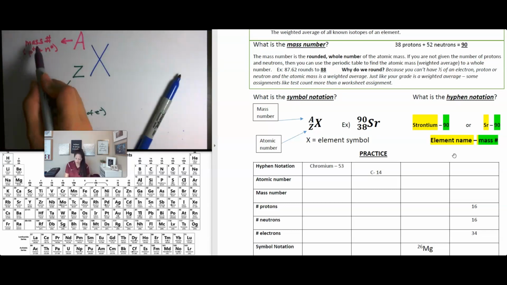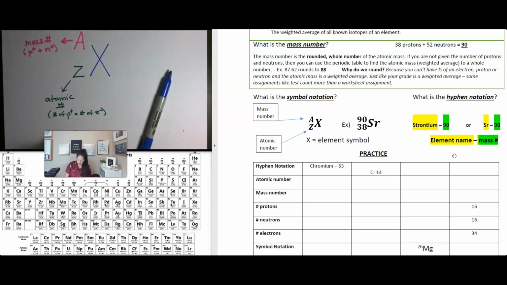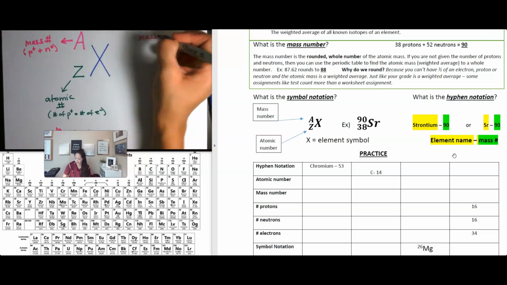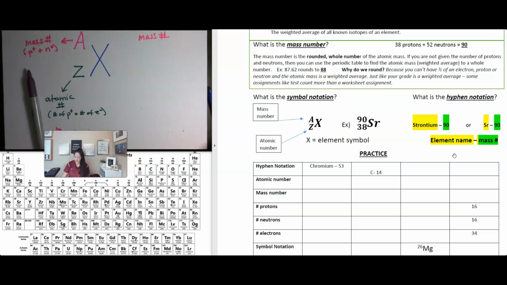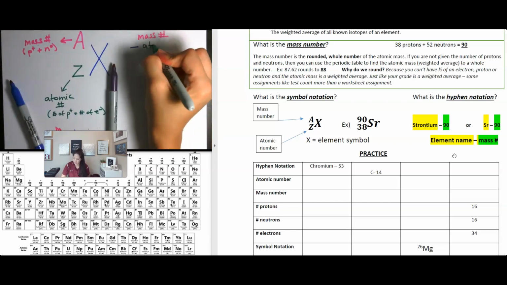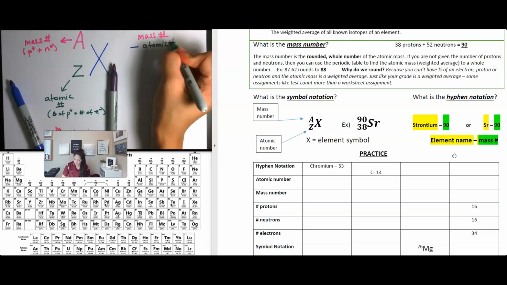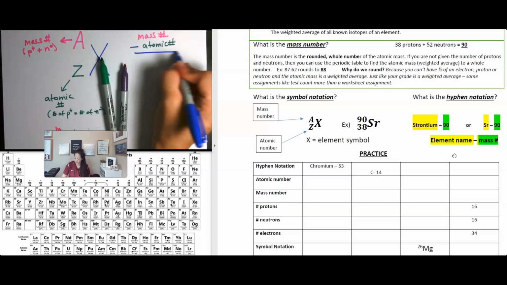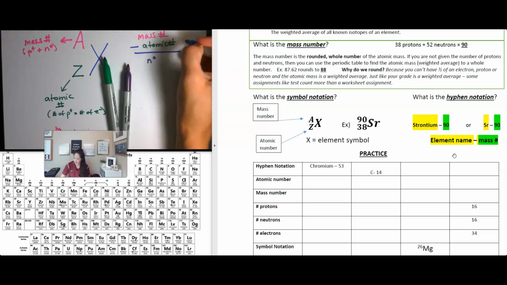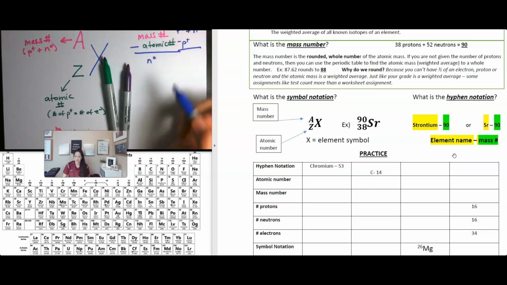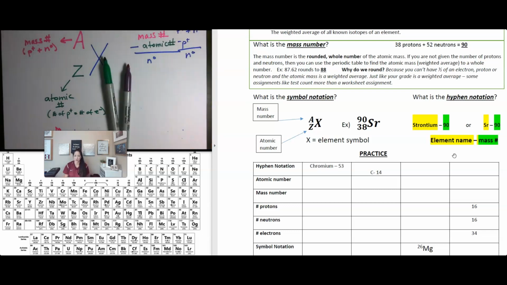So in order to find the number of neutrons, we're going to do our mass number minus our atomic number, and that will give us our neutrons. Because atomic number is your protons, and your mass number is your protons plus your neutrons. So if we subtract out the protons, we will get our neutrons.